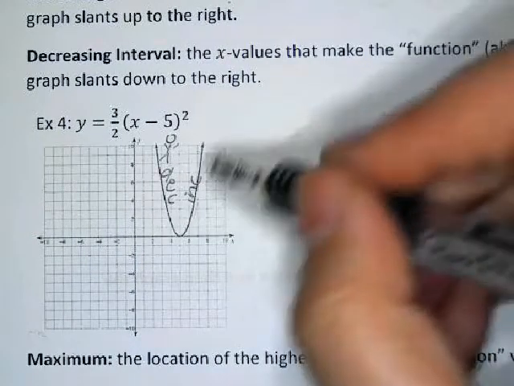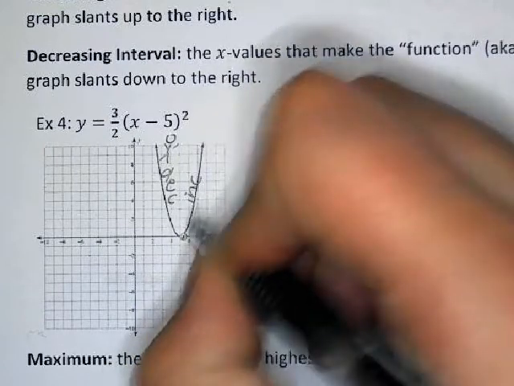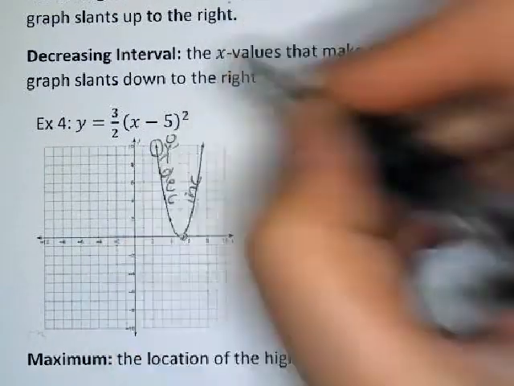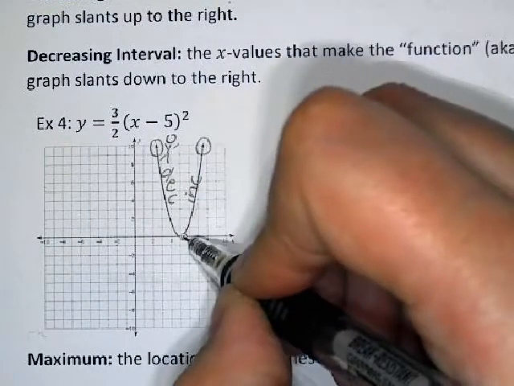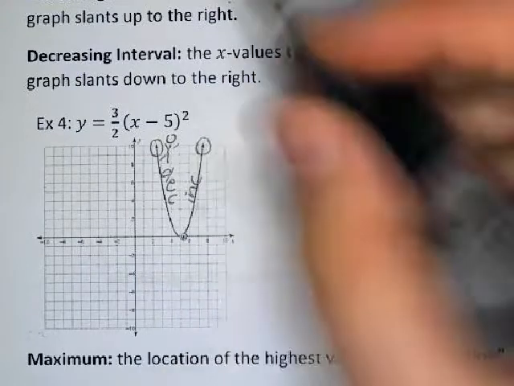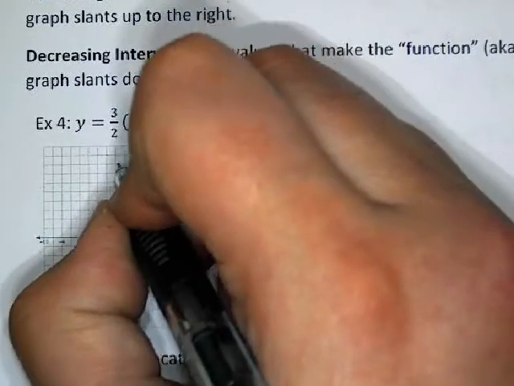And so what I want to do now is I want to write down the x value where he started, the x value where he ended, and the x value right in the middle where he switched directions. So the x value where he started is a left arrow, so that's a negative infinity.